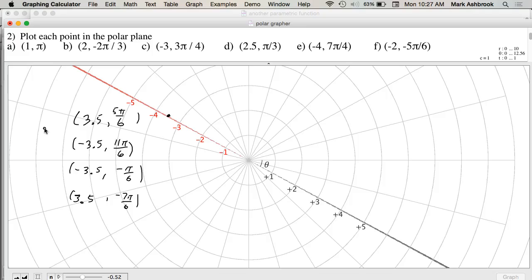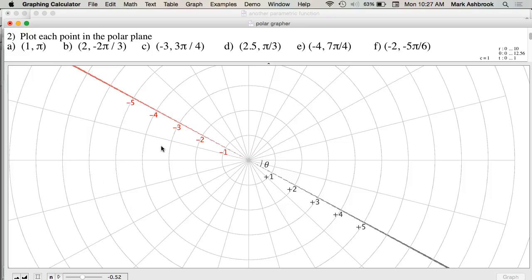Okay. Any questions on points? Really important. You can't do anything else in polar coordinates unless you understand really well how you get points in polar coordinates. And so you have to be open to negative angles and know what negative R values mean too.